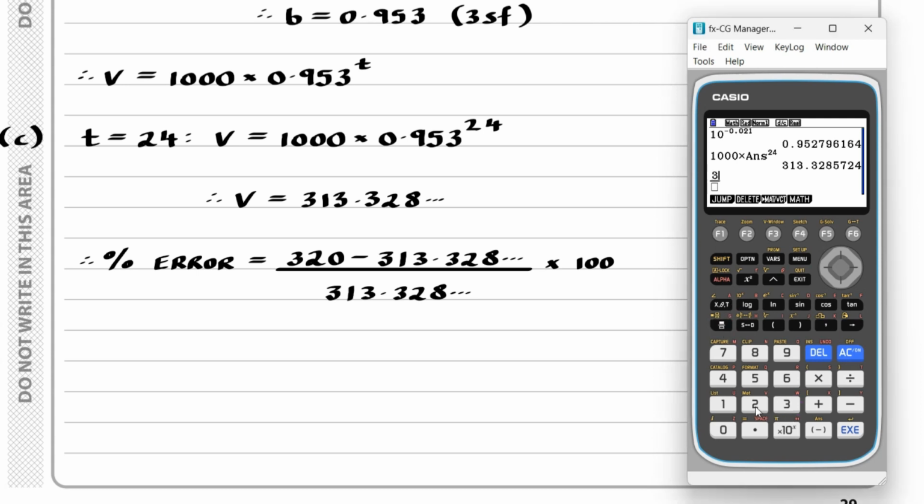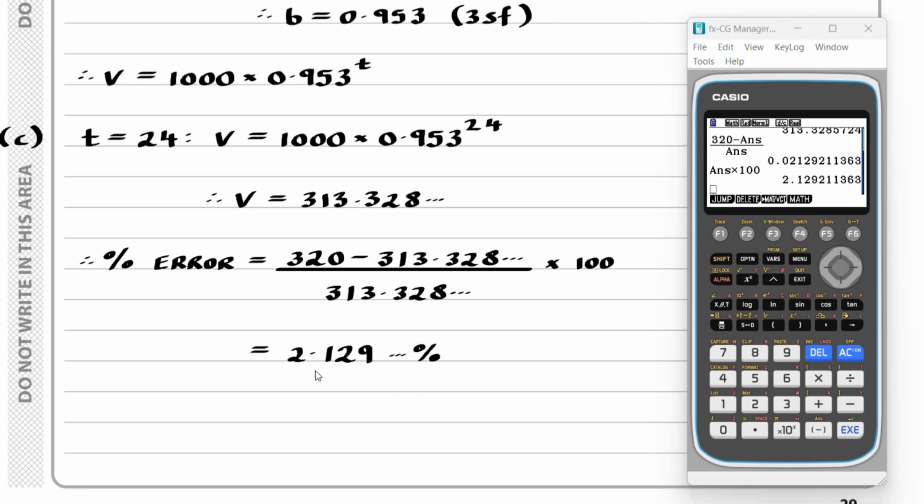So, working this out, we have 320, subtract the 313, over the 313, and if I multiply this by 100, we end up with 2.129, etc. %. So the model is reliable.